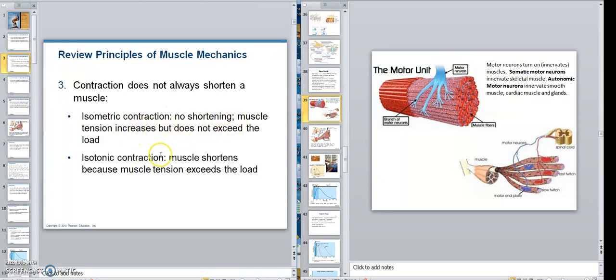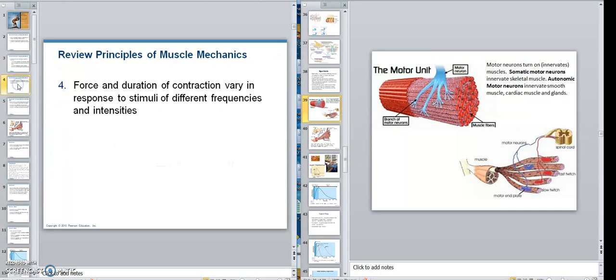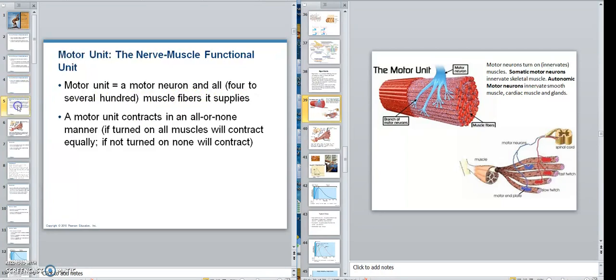An isotonic contraction: you're lifting something you can lift. The tension stays constant. Why? Because you're changing the length. So you're lifting a weight you can lift. Isometric, same length. Isotonic, same tension. Force and duration of contraction vary in response to stimuli of different frequencies. We'll talk on that.